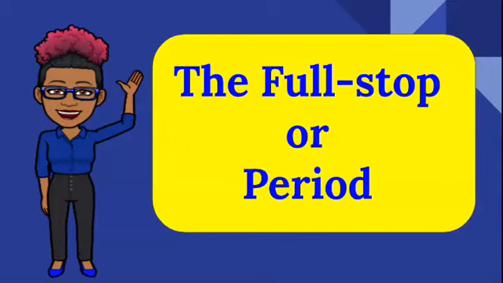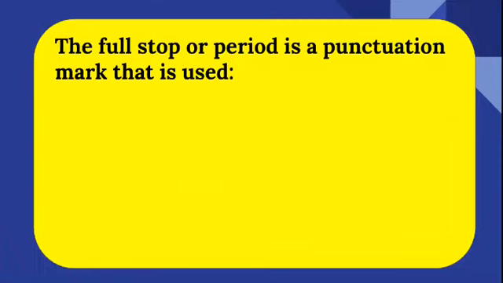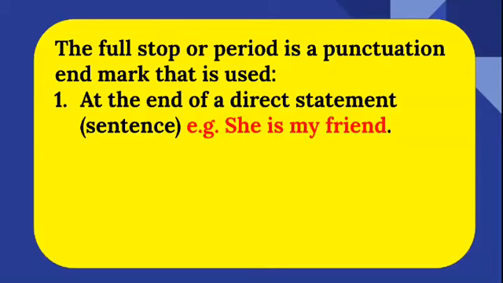The full stop or period. The full stop or period is a punctuation mark that is used, 1, at the end of a direct statement, also known as a sentence. Example: She is my friend. At the end of that statement we have the full stop or the period.